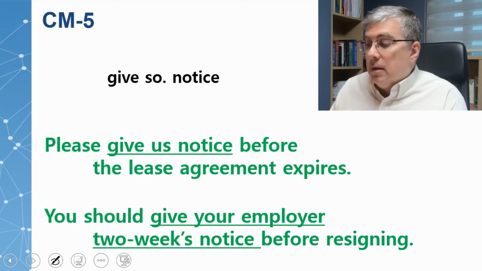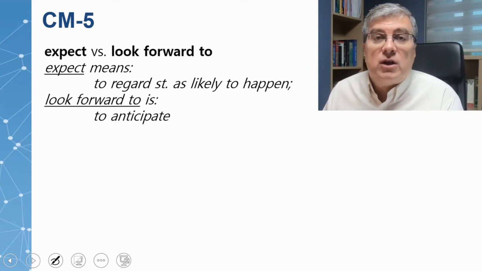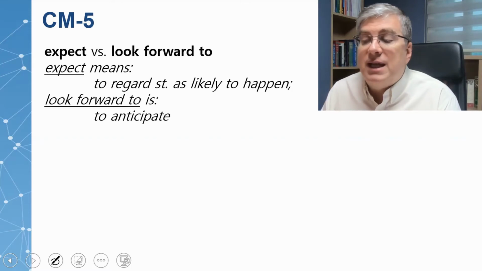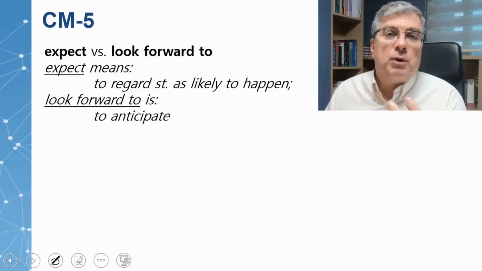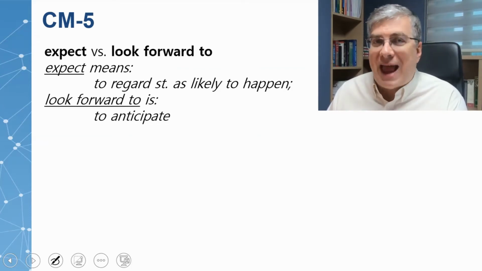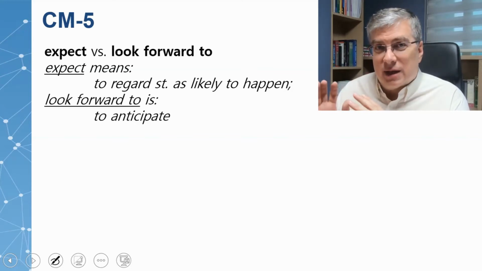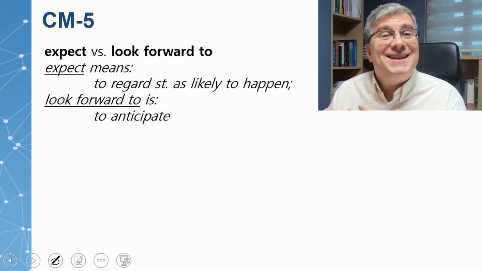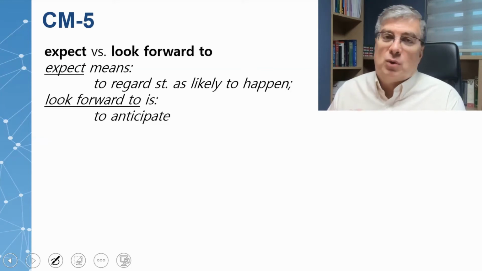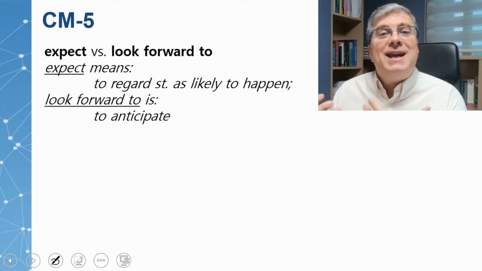Okay. Moving on, we have expect versus look forward to. Now this is interesting because in English, expect means to regard something as likely to happen. Maybe you're making a prediction or you're saying what will happen in the future and you're pretty sure about it. Look forward to is to anticipate. It means that there's an event coming up that you are very positive about. You're happy about it. You're anticipating it. To anticipate means to look forward to something. It means that you're eager or you're happy. You are pleased about or excited about something that is going to happen soon.